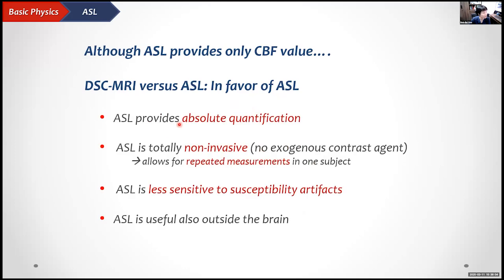So going over one by one. First, ASL provides absolute quantification of the CBF value, and is totally non-invasive. It does not require any contrast agent, which allows repeated measurements in one subject, for example in seizure patients. It's less sensitive to susceptibility artifacts, and it can also be used outside the brain. So it definitely has several advantages over DSC MRI.